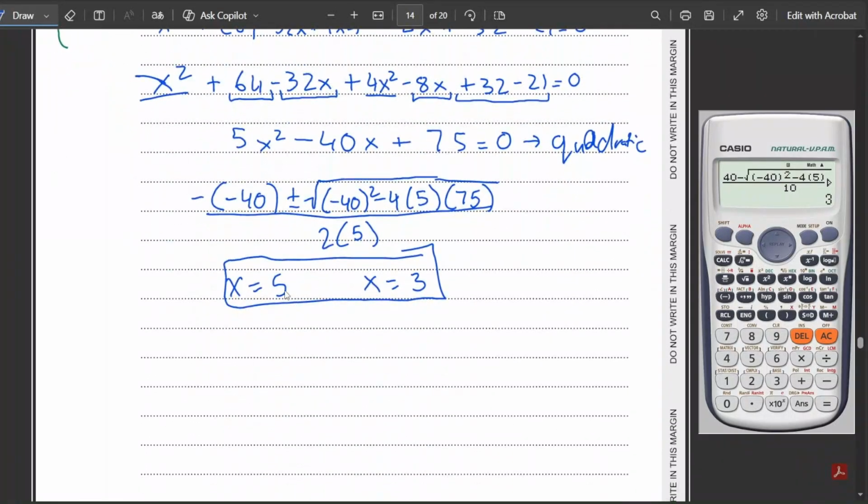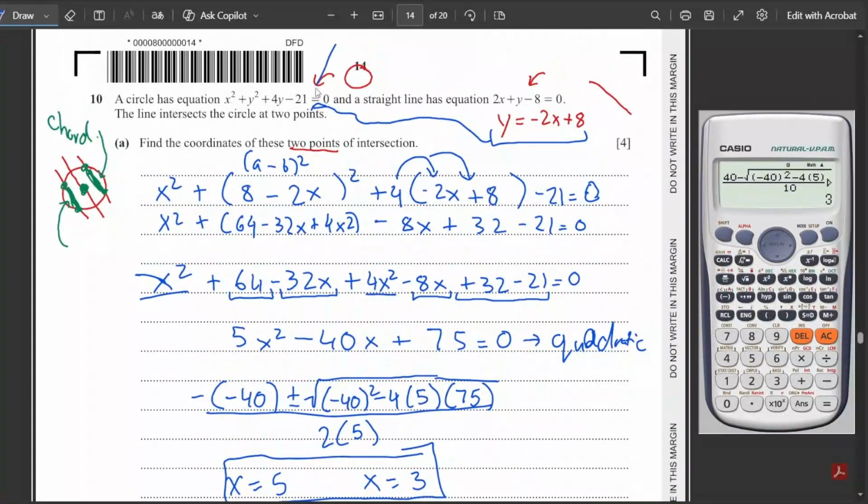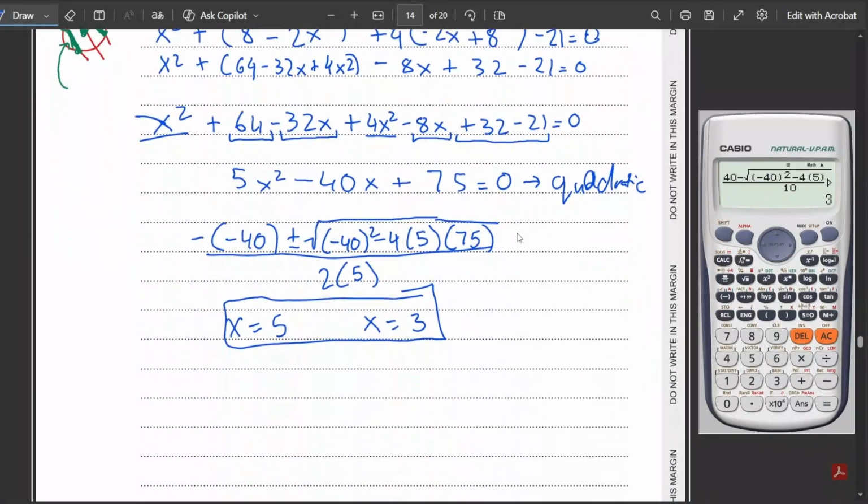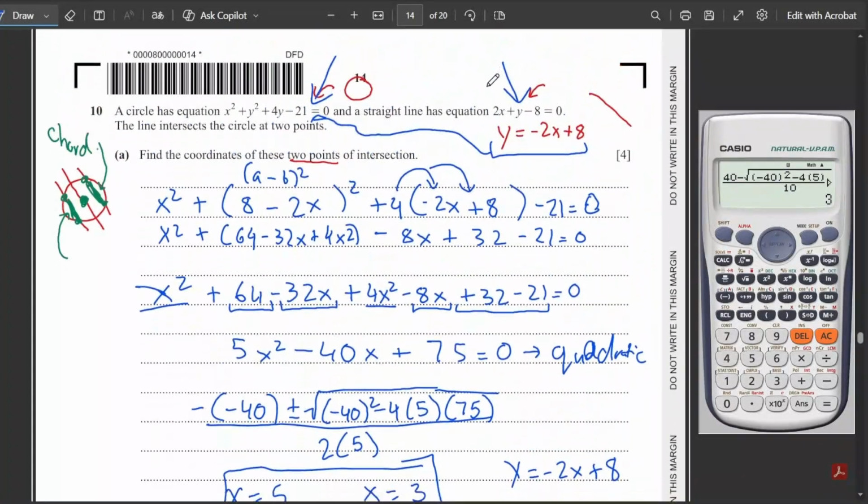And then what I can also have over here is, if I can find the y coordinates, I can take these points and put them in either this equation or this equation and find out the y values. I'm going to use the line equation because that's just more simple. So the line equation is y equals minus 2x plus 8.